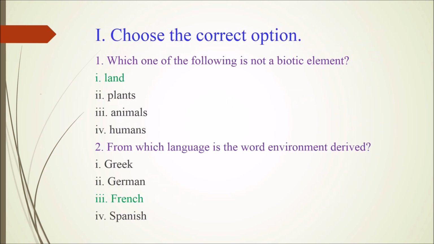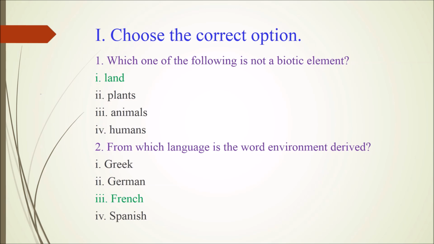Now we are going to revise the book back questions with answers. Roman letter 1. Choose the correct option. Question number 1. Which one of the following is not a biotic element? Option number 1, land. Option number 2, plants. Option number 3, animals. Option number 4, humans. So the answer is option number 1, land.